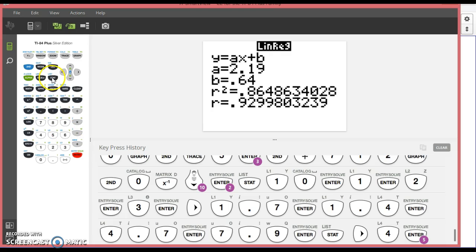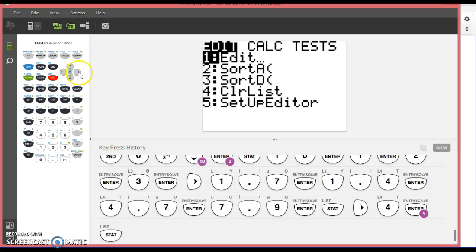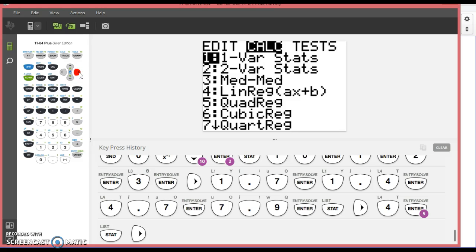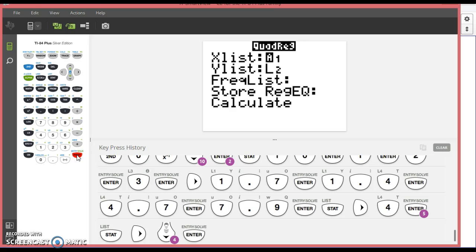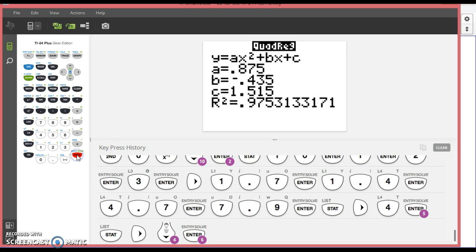So go back to stat and over to calculate. We just did linear regression. Do you see number 5 is quadratic regression? Go down to quadratic, hit enter, or you could have just hit 5. And again, list 1, list 2, enter, enter, calculate. Now, the R squared value for this quadratic is 0.9753. Well, we know that quadratic is better than linear already. But now we need to check exponential.